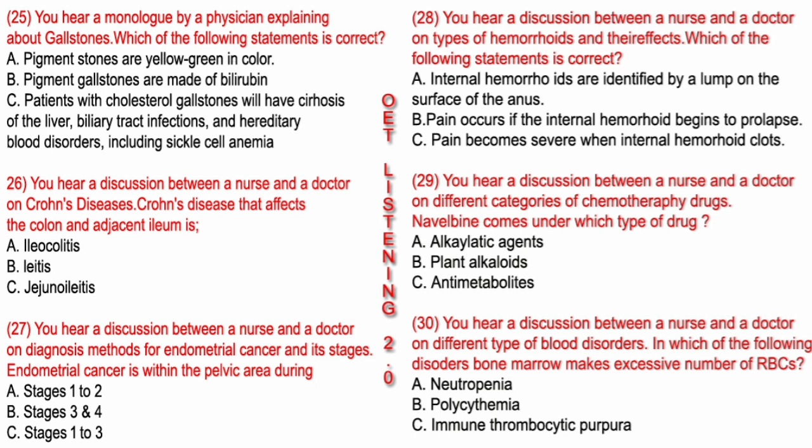The cancer spreads beyond the uterus within the pelvic area during stage 3. And during stage 4, the cancer has spread outside the pelvic area to the bladder, rectum, or other parts. The diagnosis for endometrial cancer includes a computerized tomography scan, chest X-ray, positron emission tomography scan, and blood tests. The results of these diagnoses will determine the cancer stage.